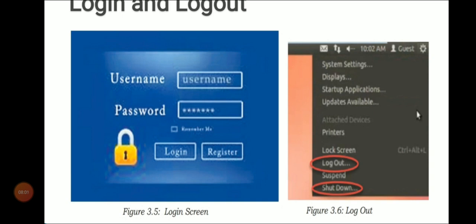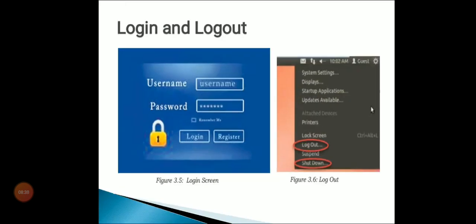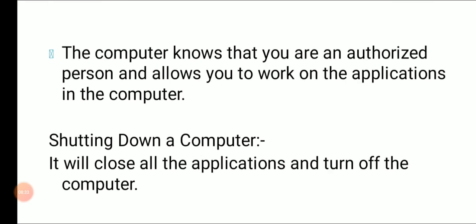The first screen that appears in front of you is the login screen. The login screen contains two things, ID and password. You fill in your ID and password and then click on the login option, and after successful login you enter the system. After doing your work, click on the logout option, and in this manner you move out from that session. Why do we require login and logout options? Because by this the computer knows that you are an authorized person, and it allows you to work on the applications present in that computer.